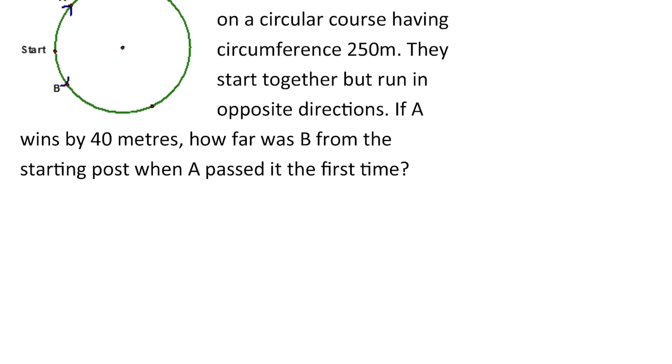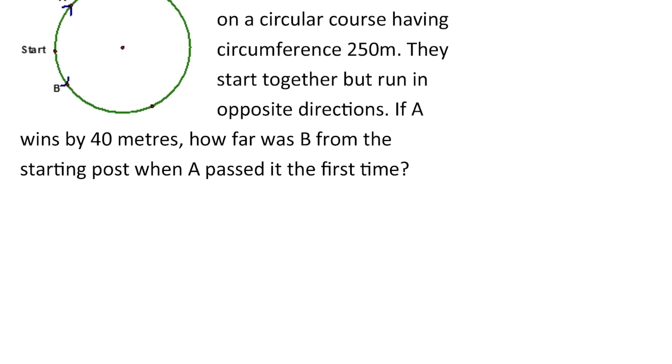So this one says, A and B ran a race of 800 meters on a circular course having a circumference of 250 meters. They start together but run in opposite directions. If A wins by 40 meters, how far was B from the starting post when A passed it the first time? So we are also given a sketch to show us A is running that direction, B is running that direction.